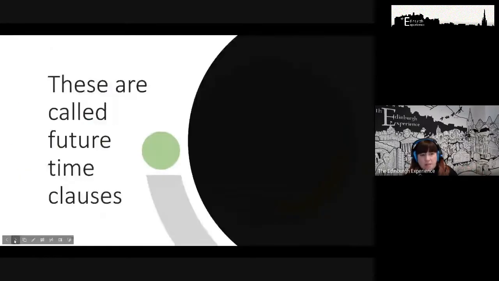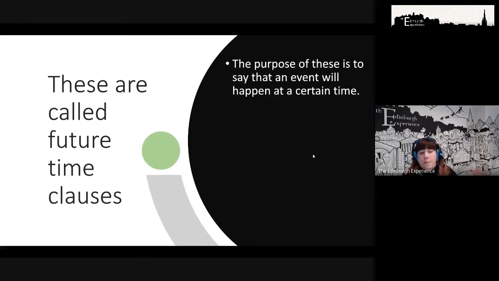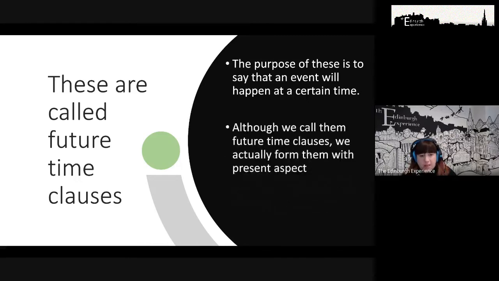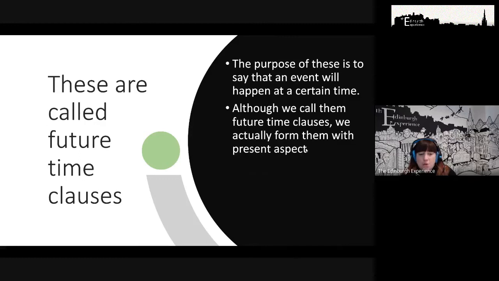Now, these words are what we call future time clauses. Yeah. And future time clauses, it's a bit of a scary grammar word. It really isn't that complicated. What a future time clause does is it just says that an event is going to happen at a certain time. Okay, that's the purpose of a future time clause. It's nothing particularly complicated. And also, although we call them future time clauses, we actually form them with present aspect.